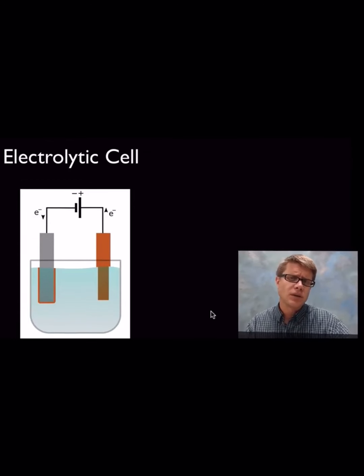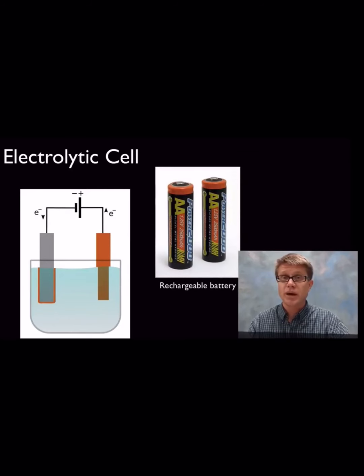Now, what's an electrolytic cell? It's essentially the opposite of that. In this one, what we're going to do is add current. In this case, we're adding a battery on this side, and we're actually going to cause electrons to flow. A great example of this could be electroplating, when we're adding one metal to the other side. Another example could be rechargeable batteries.